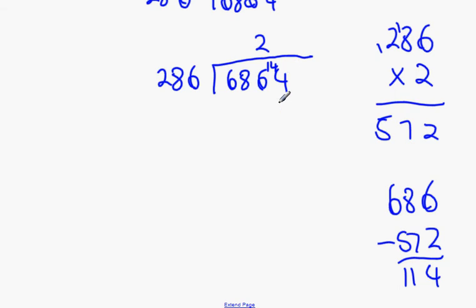Do you do it the long way? Oh sorry, 572, take it away, you get 114. Bring down the 4. 1,144.